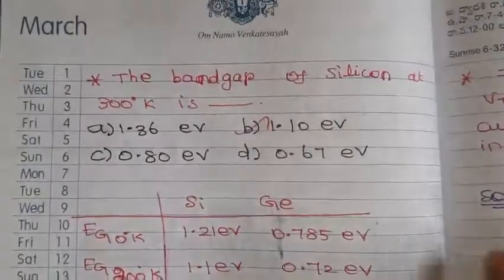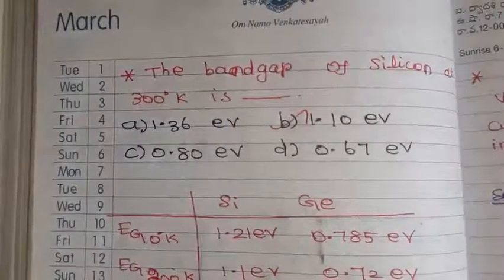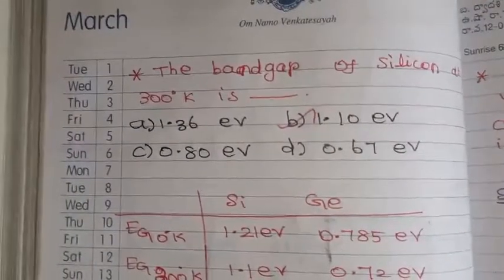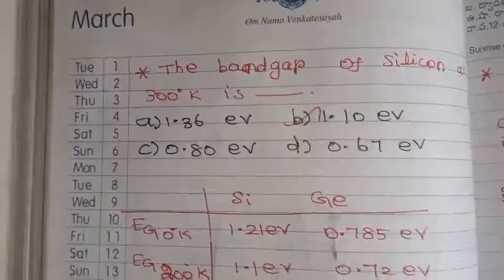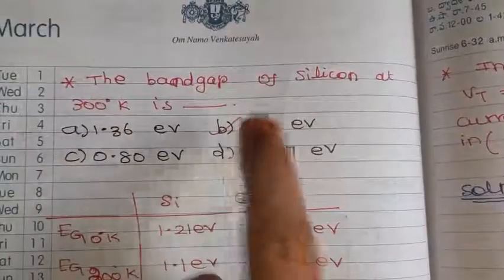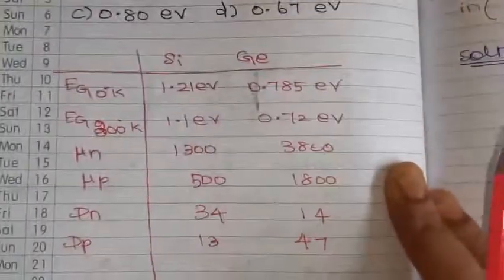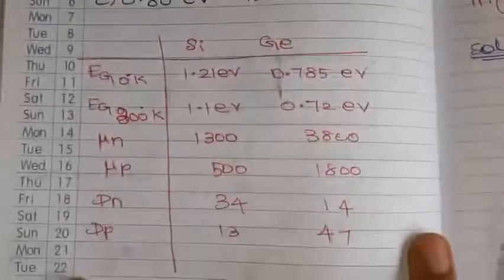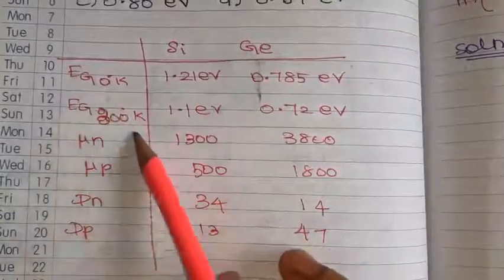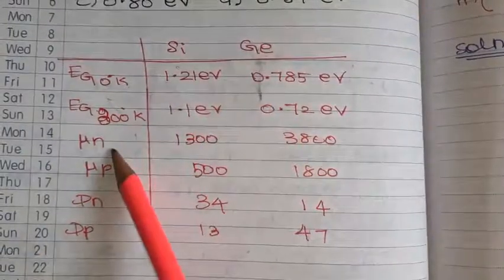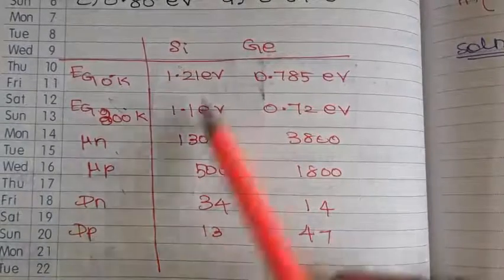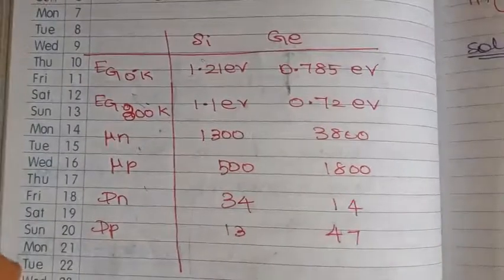Then, the band gap of silicon at 300 Kelvin is, we are going to find out. Okay. Among the options given, the band gap of silicon at 300 Kelvin is nothing but 1.10 electron volt. Option B is the right option. So this is the band gap at 0 Kelvin and 300 Kelvin for silicon and germanium, electron mobility, hole mobility, and diffusion coefficients DN and DP. If you want this, please note it down. Okay.